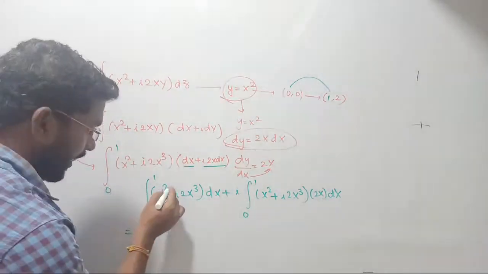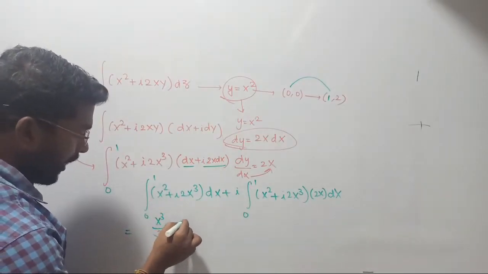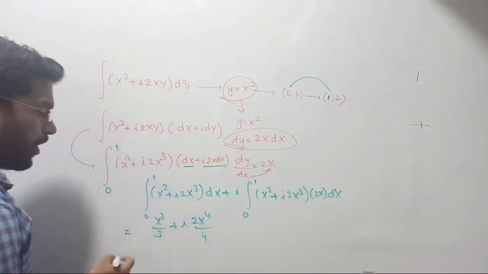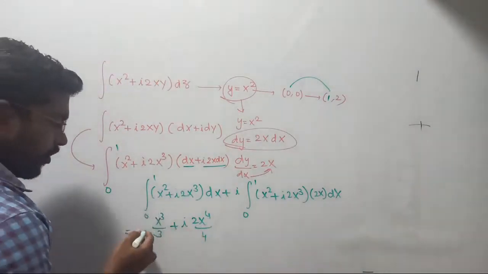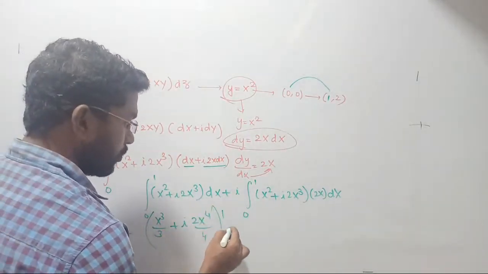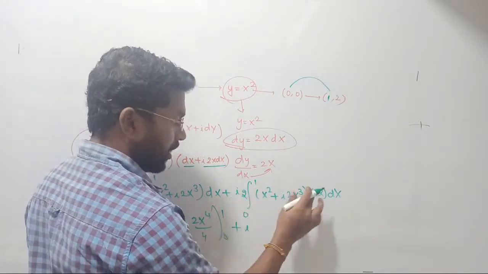See, very simple. If you integrate x square it will become x cube by 3, plus I into, integrating x cube, 2 into x power 4 by 4. Upper limit 1, lower limit is 0, such that it will become 1 by 3 plus I into 2 by 4 only. Anyway, limits are going to be 0 to 1 plus I into, first multiply this inside; 2 is a constant, you can take it out.